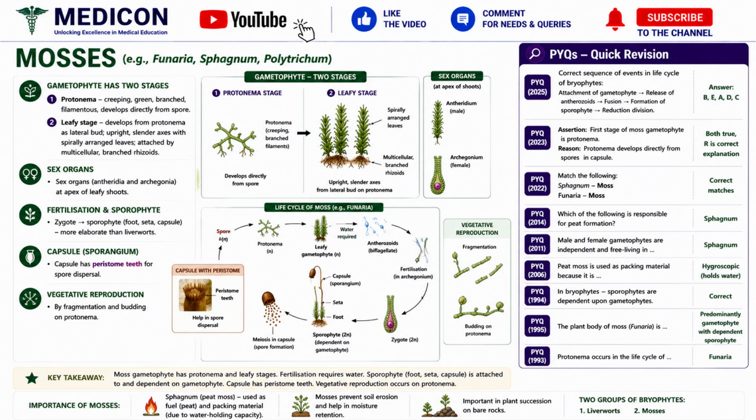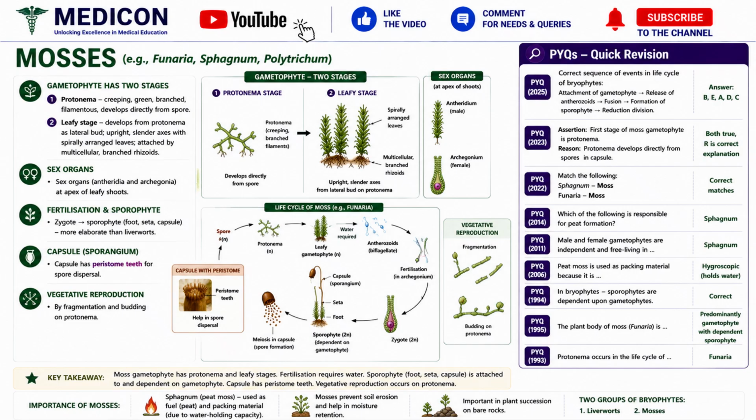Life cycle of the mosses, example taken as Funaria. The protonema, which is haploid, gives rise to a leafy gametophyte, which is haploid. Then it requires water. Then it produces antherozoids, which are biflagellate, and fertilization occurs in the archegonium, and the zygote is formed, that is diploid, and that turns into a sporophyte, which is diploid and dependent on the gametophyte. Then there is meiosis in the capsule, spore formation. Then there is dispersal of the spores by peristome teeth, and the spores, which are haploid again, develop into protonema. So this is the life cycle.